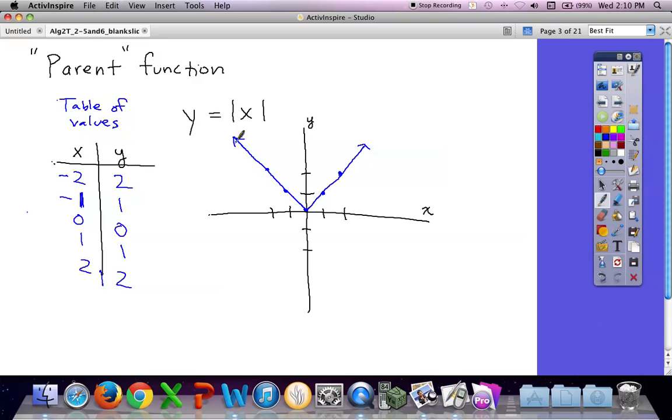So first thing, when we have to recognize this graph, we should recognize a V as an absolute value. So the shape is a V, and the point of the V is at the origin, and it's called the vertex.